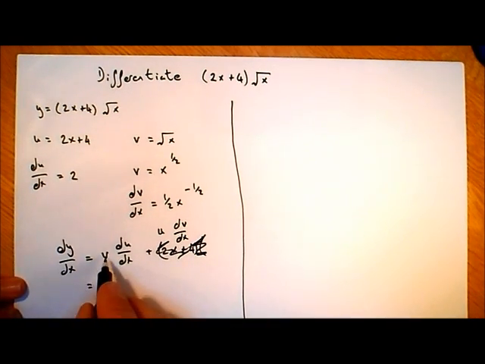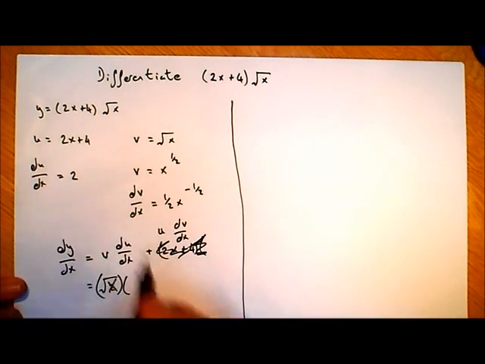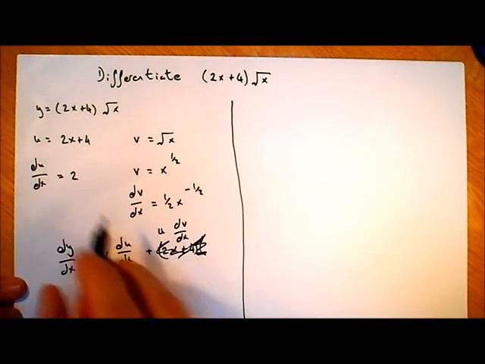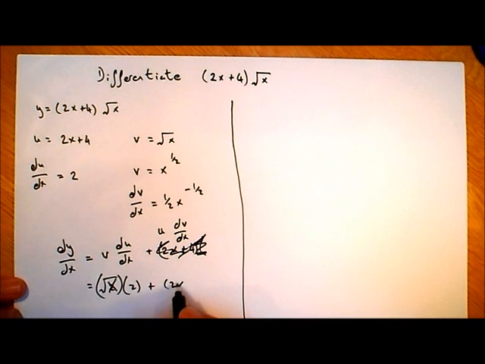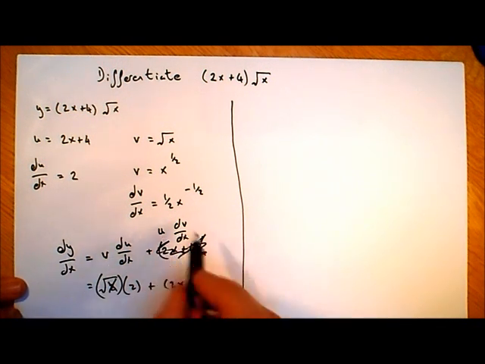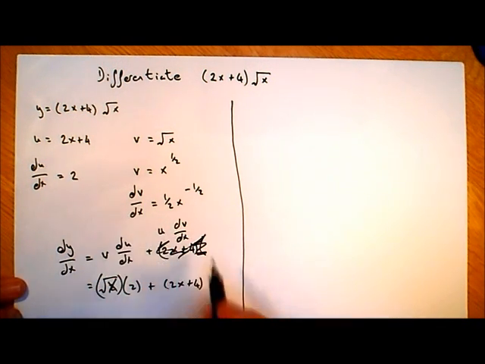So I have dy over dx is v by du over dx, so the square root of x times 2, plus u, 2x plus 4, times dv over dx, which is this part here, so times a half x to the power of minus a half.